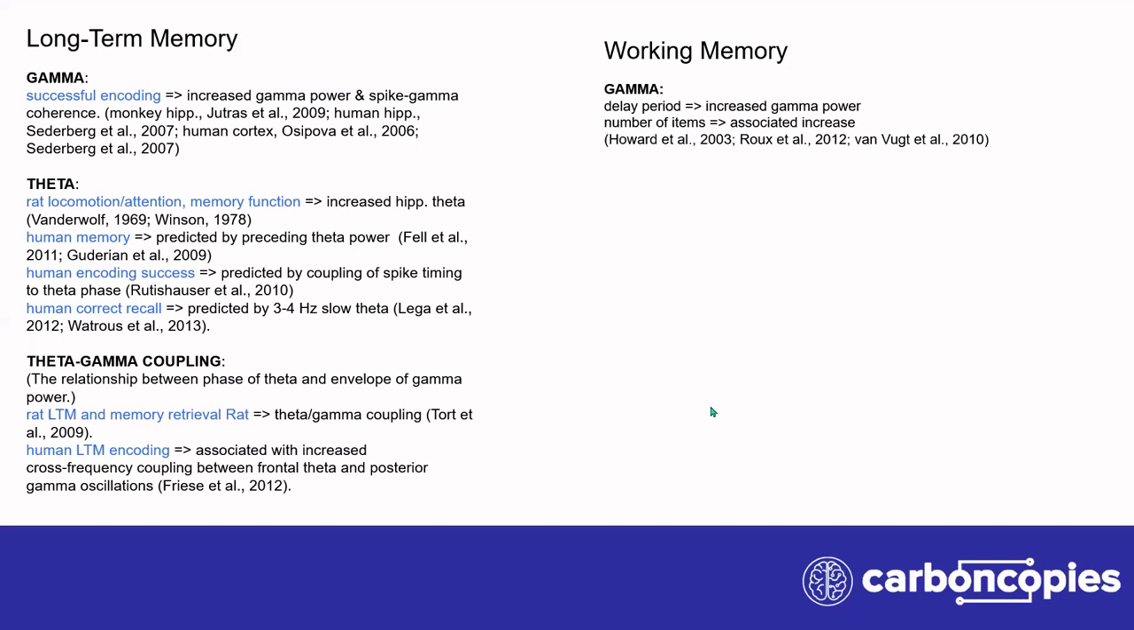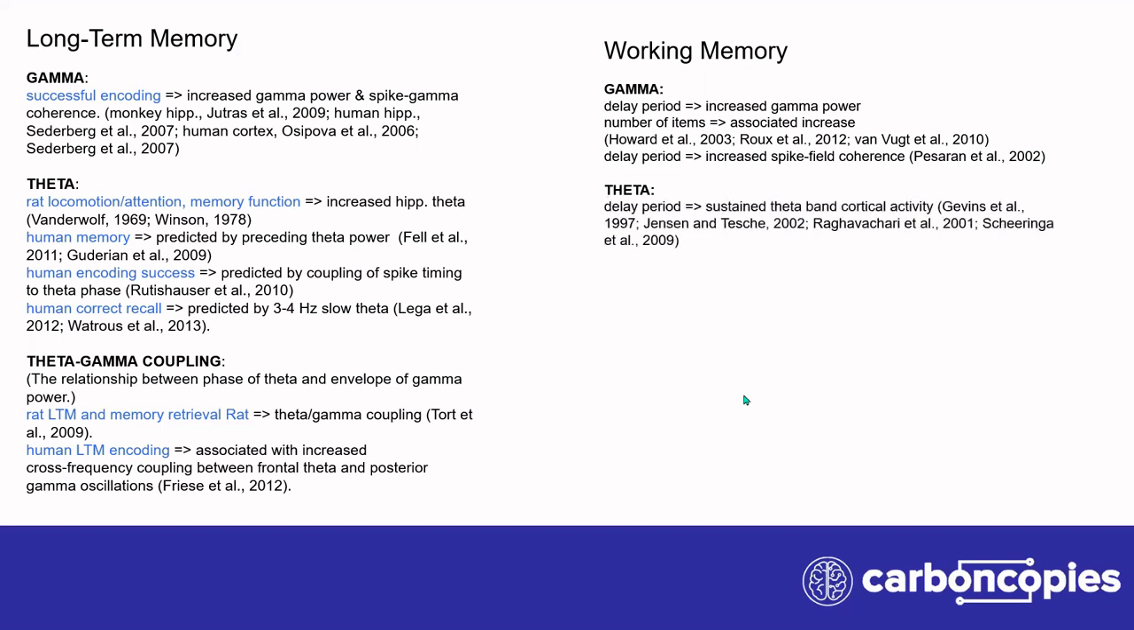An increase in spike field coherence during the delay period has also been observed. Now for theta, several studies in humans have reported sustained theta band cortical activity during the delay period, pointing to a role for theta in working memory. Experiments in monkeys have shown that persistent firing during a working memory task is phase-locked to low-frequency theta delta oscillations in the local field potential, both in extrastriate cortex and in prefrontal cortex.